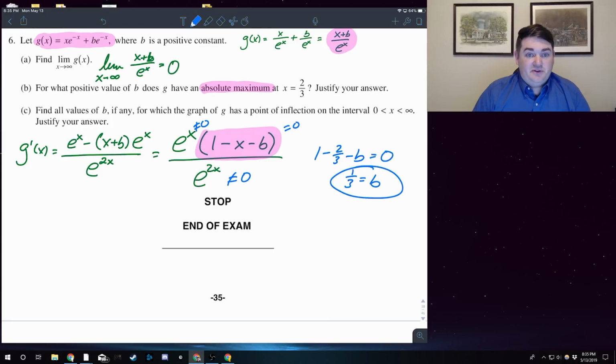So b equals 1/3. It's the only critical value, as you can see. It's the only critical value that this has. You could verify with a sign chart, but I think it's enough to say this is the only critical value, and this is increasing up to that point and decreasing after. So it is the absolute maximum.